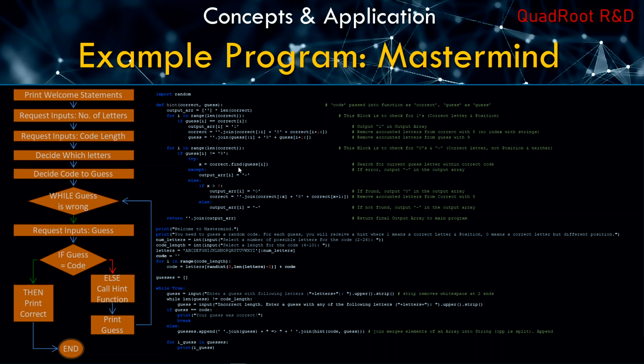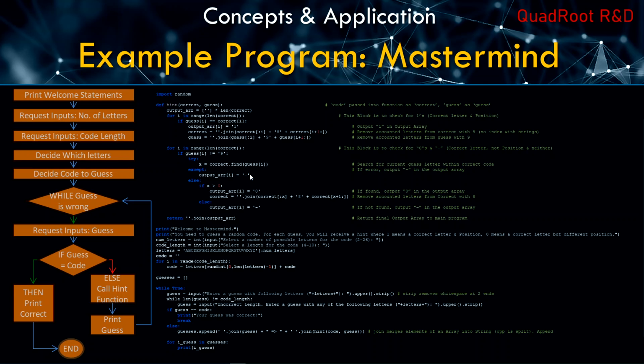So now we're finding for what is in the guess. With the first iteration, if we're trying to find it in a different position, since we've already accounted for the correct positions, now we're trying to search for C in correct. And if you remember, correct is now equal 88BA, and we're trying to find C, and we can't find it, so it's an error. So it'll go to this. So output array equals to dash.